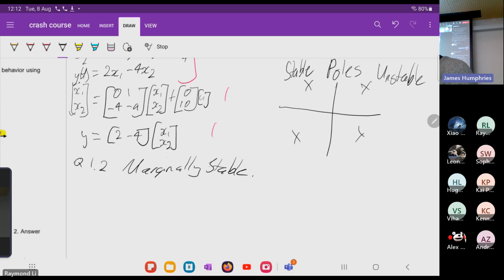What about this spot right here? It's marginally stable. There we go. All right. Proof by trial and error.